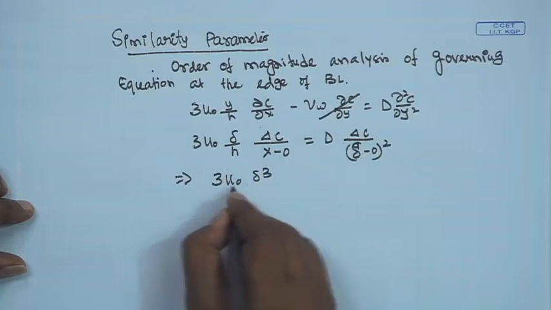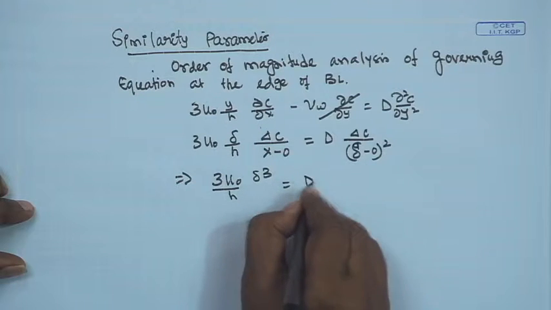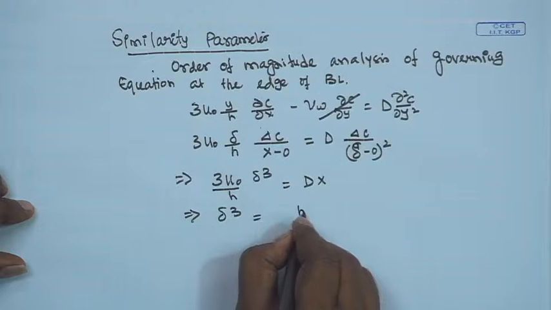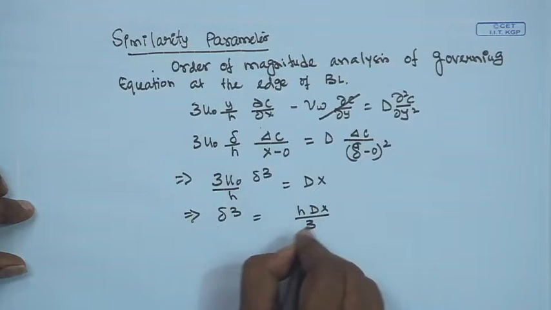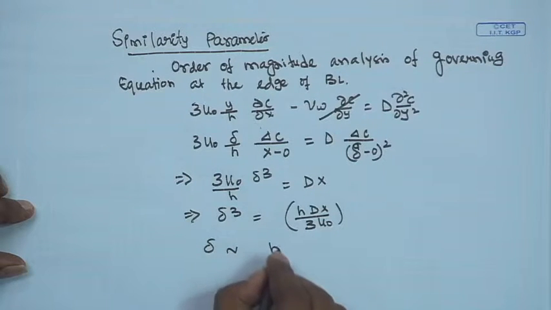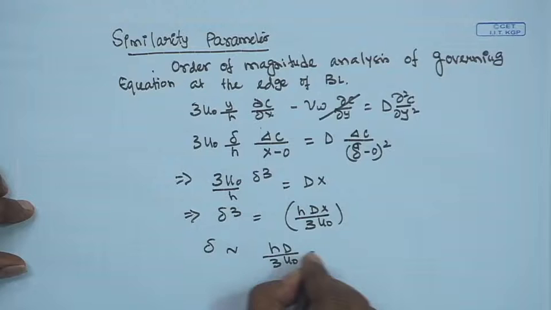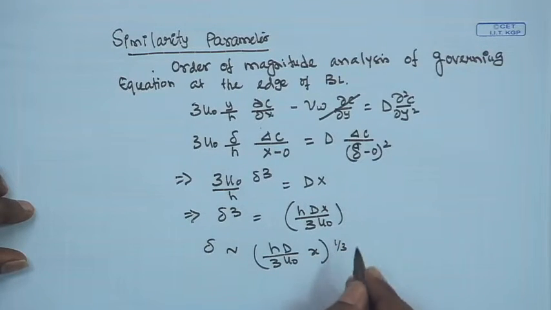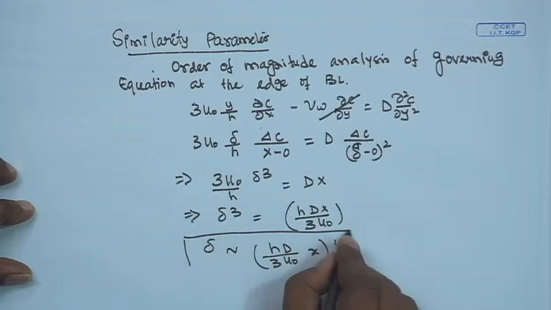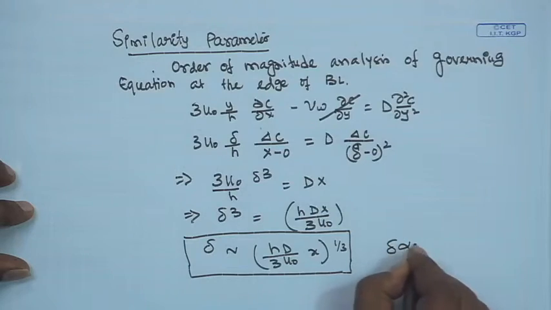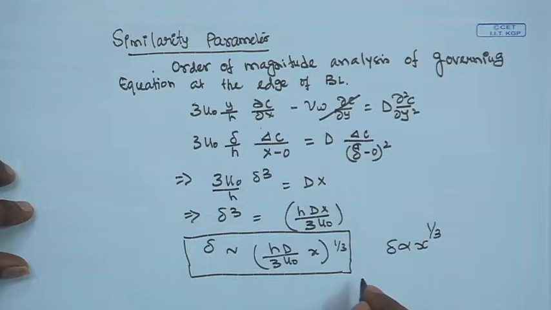So, this will be delta cube is equal to dx. So, delta cube will be nothing but h d x divided by 3 u naught, and delta will be h d by 3 u naught times x raised to the power 1 upon 3. Therefore, this will be the variation of delta, the mass transfer boundary layer in this case, with respect to x. In fact, delta is varying as x to the power 1 upon 3.